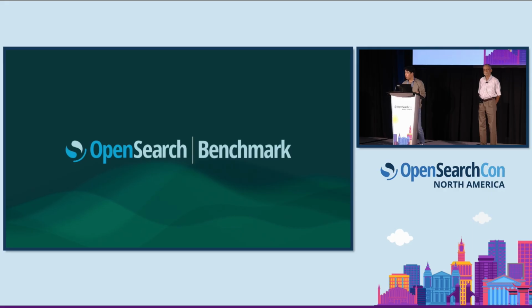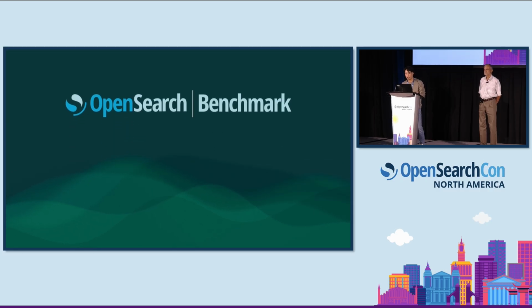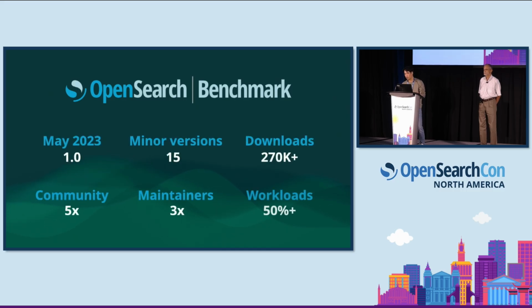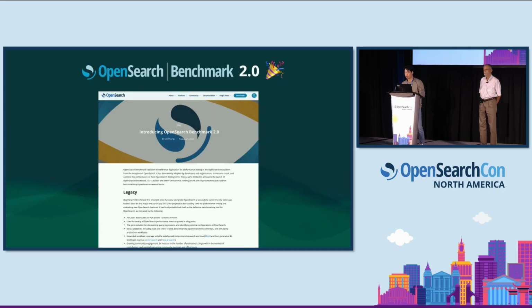So for those of you who don't know what OpenSearch Benchmark is, it's the flagship performance testing suite that comes with benchmarking features as well as scale testing features. And it debuted in May 2023 with 1.0, and since then it's had 15 minor versions and 270,000 downloads on PyPI. Our community has increased by 5-fold, the number of maintainers has tripled, and the workloads that it comes with has increased by 50%. In fact, we actually just released OpenSearch Benchmark 2.0, and we're pretty proud about this one because it streamlines the entire benchmarking process in a way that's more intuitive and easier to understand. And it also drops a bunch of game-changing features, some of which we'll talk about today.